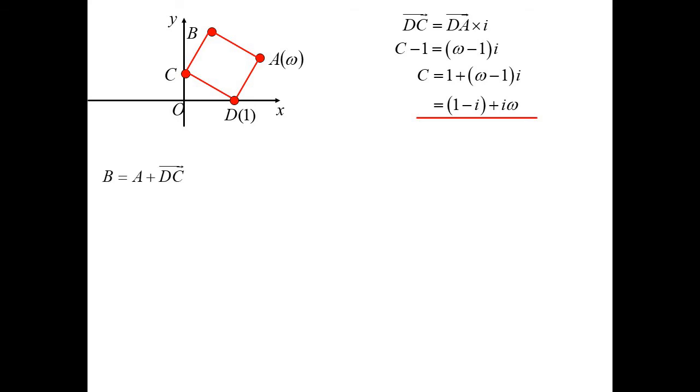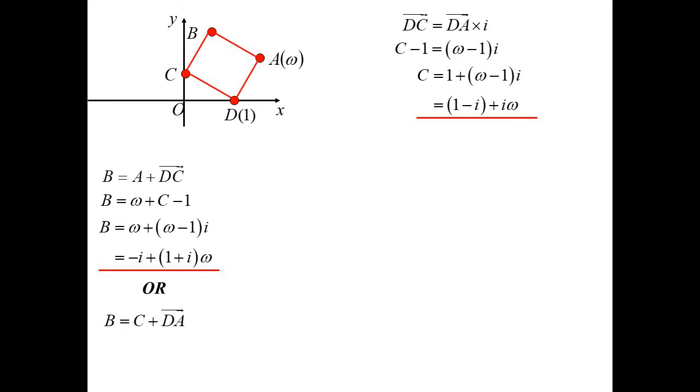Now, work out B. So from the point A, I'm going to add the vector DC. I'm going to just slide that up, and that will get me to B. So A is the point omega. To that point, I'm adding the vector DC. And DC, remember, is C minus 1, which we worked out was omega minus 1 times i. Again, I've just played around with it. I probably could have left it as omega plus omega minus 1 times i. That one probably makes more sense. I've grouped the omega together.